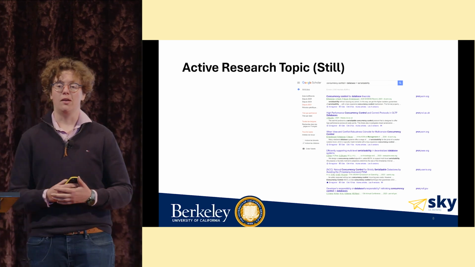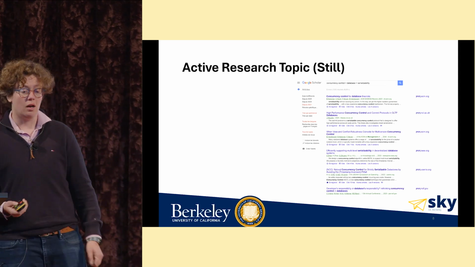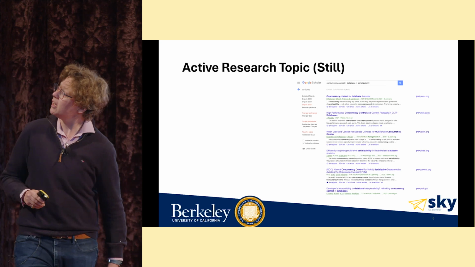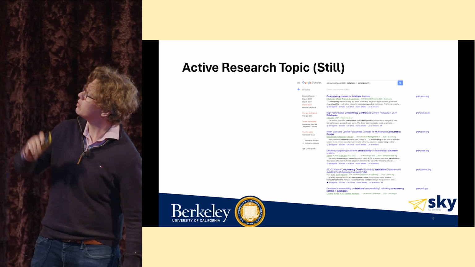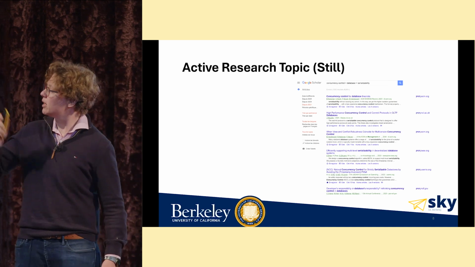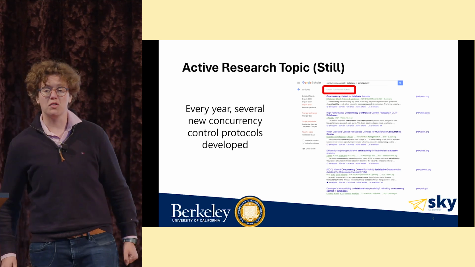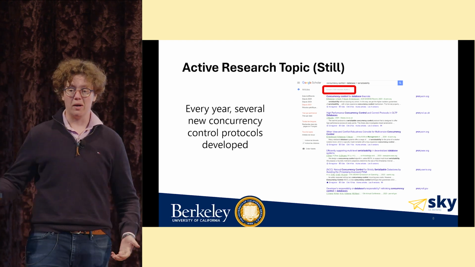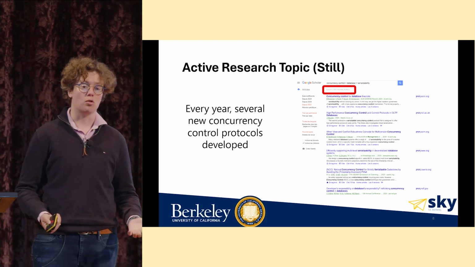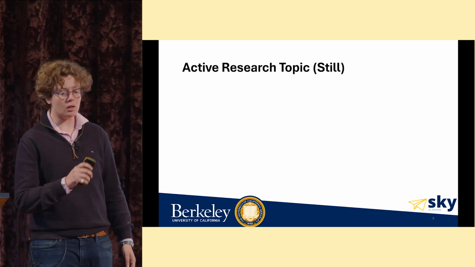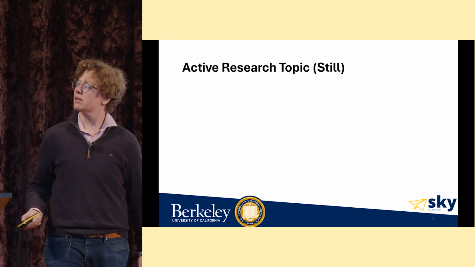Every year, new concurrency controls are being developed. I did this search yesterday, and if I search for 2021, and I try to ensure I'm getting relevant results, there are about 2,000 results. So obviously this is overestimating, but every year at the top database conferences, there's new concurrency control research happening. And I'll split it into three categories.